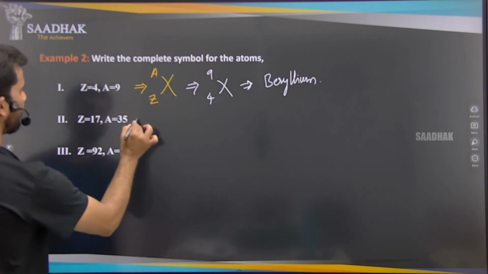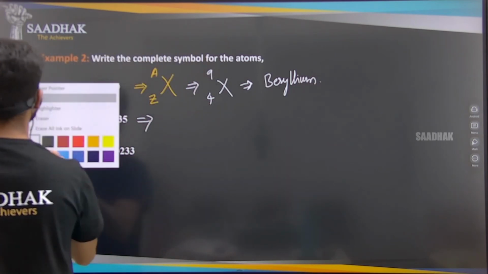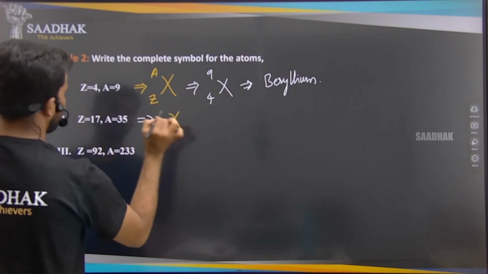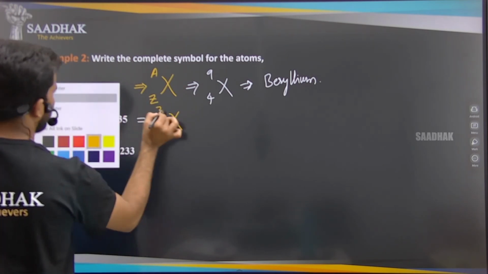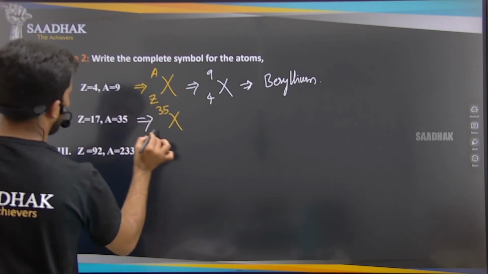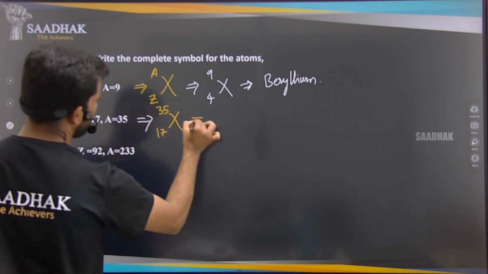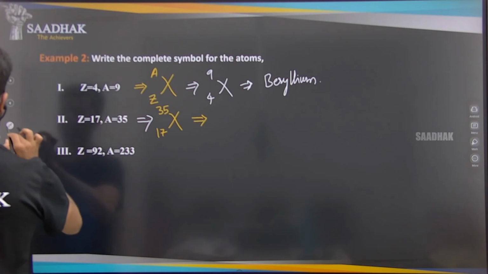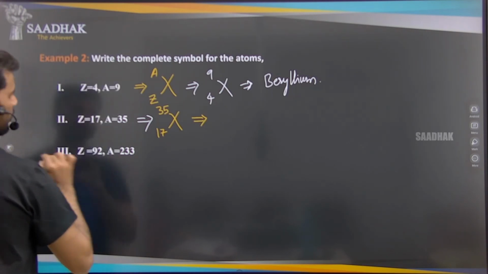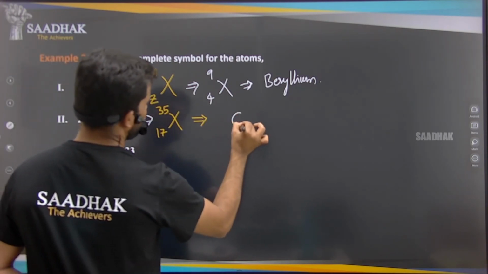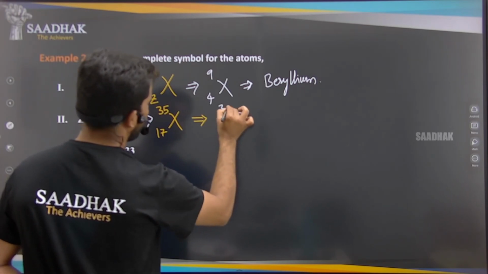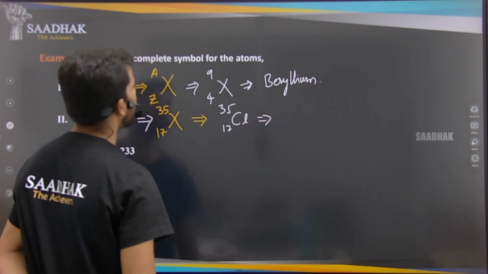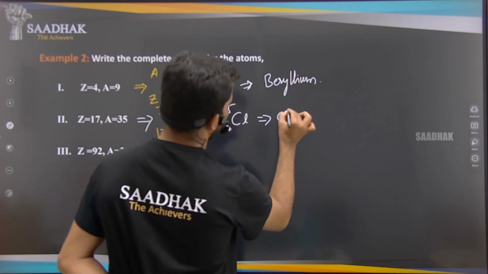Simple, right? So next, X again. A is 35 and Z is 17. So which element has atomic number 17? Chlorine. So Cl, that is 17 and 35. What is that atom? Chlorine.